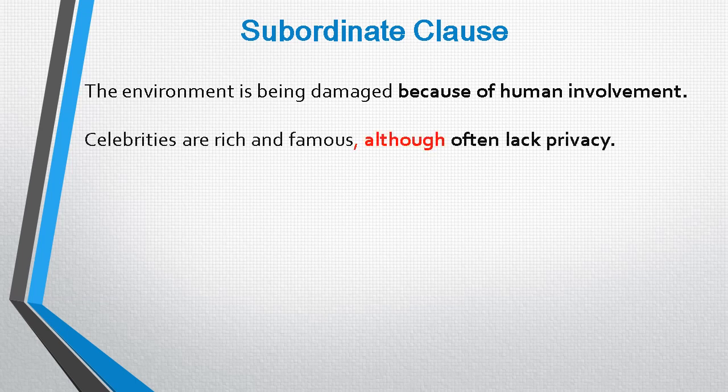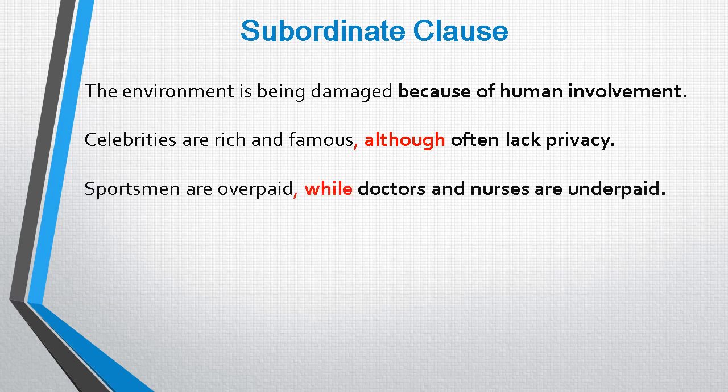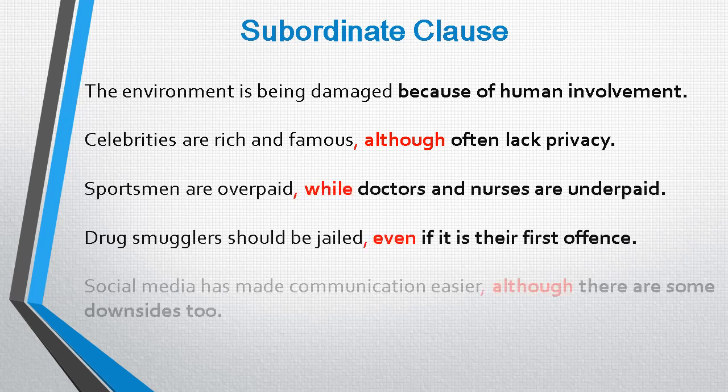The second sentence, celebrities are rich and famous, comma, although often lack privacy. So being rich and famous, everyone thinks is really good, but in the second dependent clause, we're giving a negative aspect of being rich and famous. So that's a contrast, that's a concession. So we need the comma and although to link that together. And there are three more examples. You can read them through to yourself and you can just see that they are concessions saying something against the first independent clause.